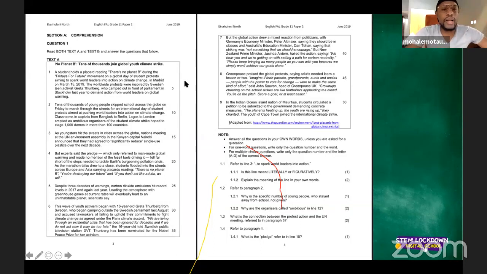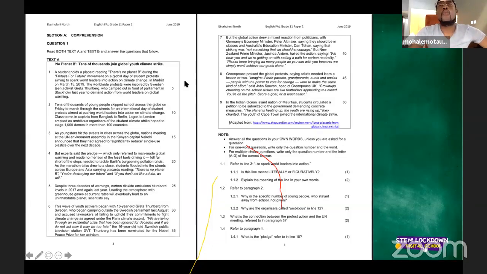Now we go to line 12, it says, classrooms in capitals from Bangkok to Berlin, Lagos to London, emptied as ambitious organizers of the student climate strike hoped to stage 1,000 demos in more than 100 countries. Now, we need to look at why are they called ambitious? Now we go to 1.2.